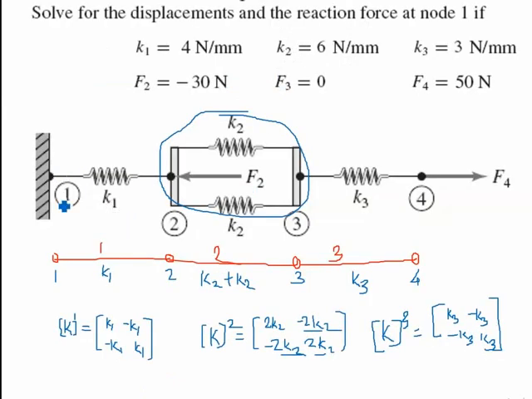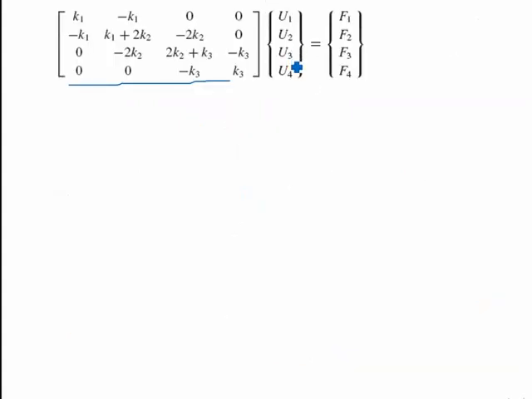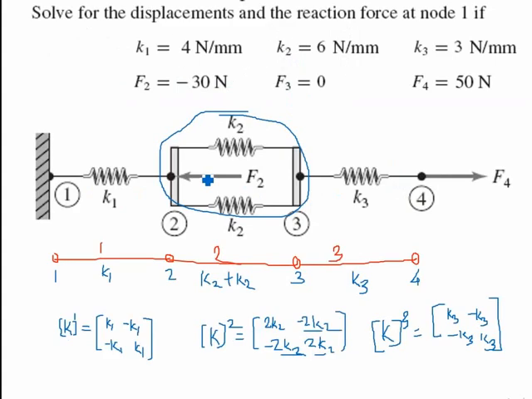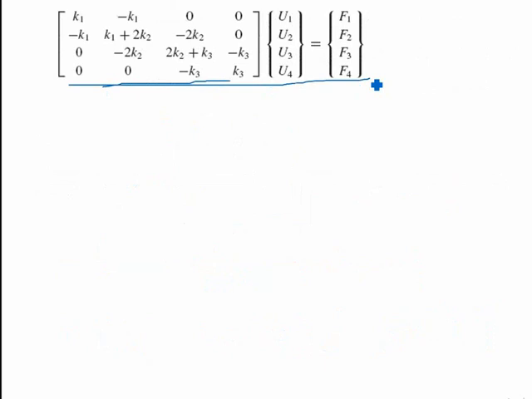This is your assembled stiffness matrix, and this one is the finite element equation. Your displacement matrix is U1, U2, U3, U4. Here there are 4 nodes, therefore there are 4 displacements. Similarly, the force matrix also has 4 components, that is F1, F2, F3, F4. Now this is your assembled finite element equation, that is K into U is equal to F.